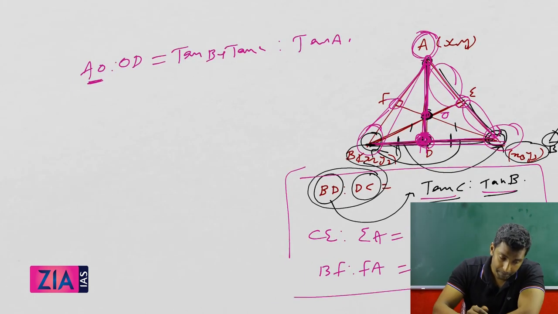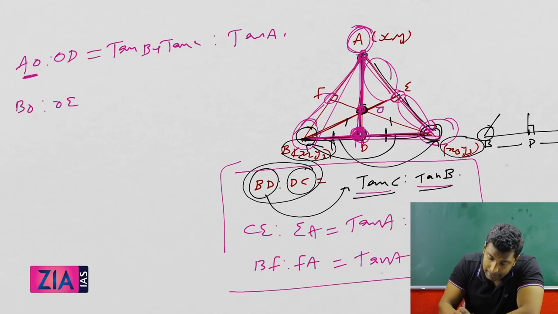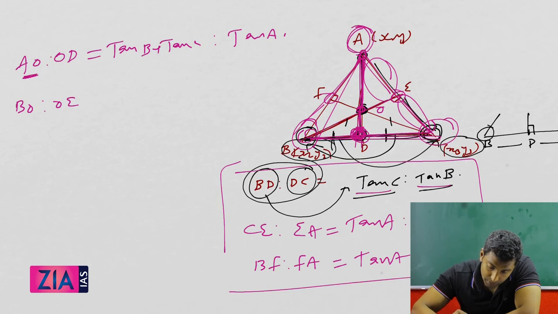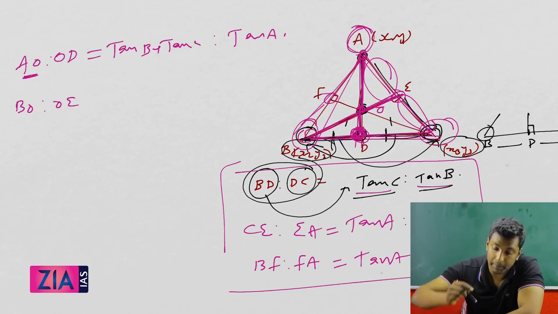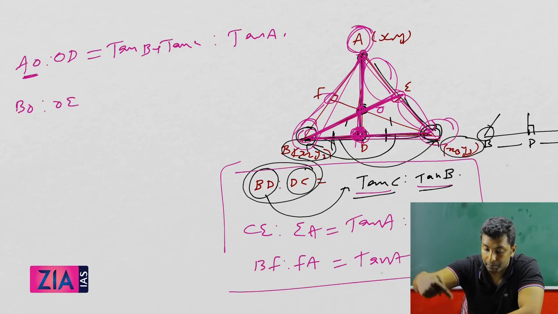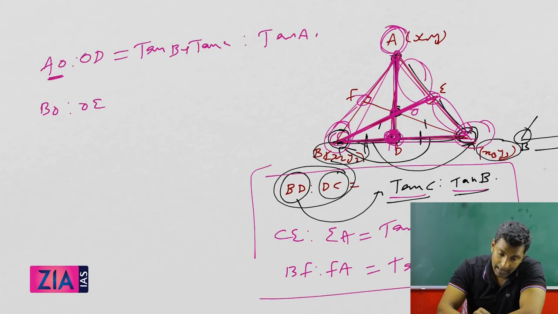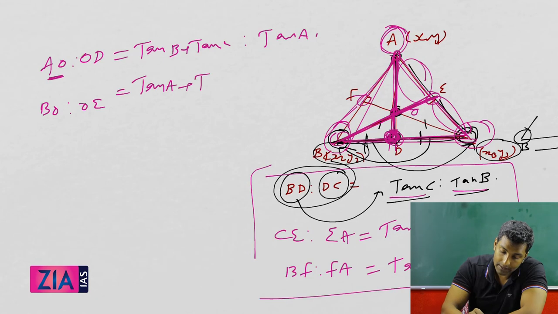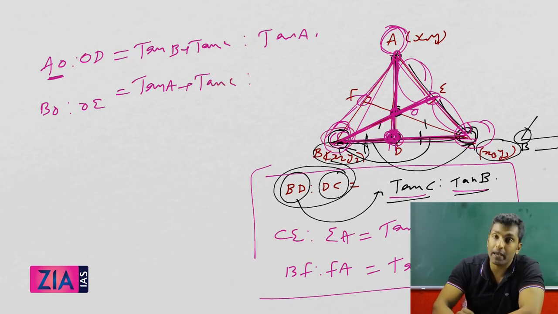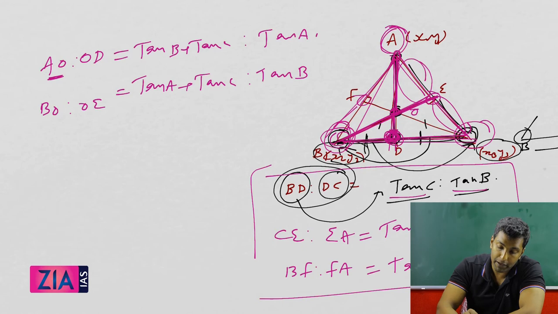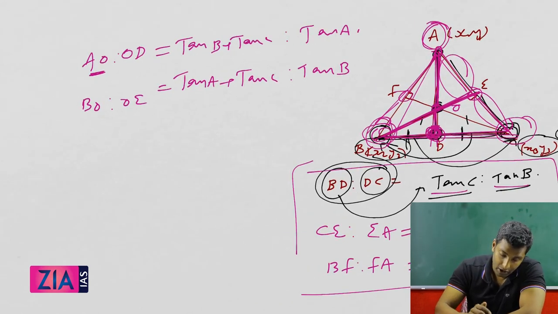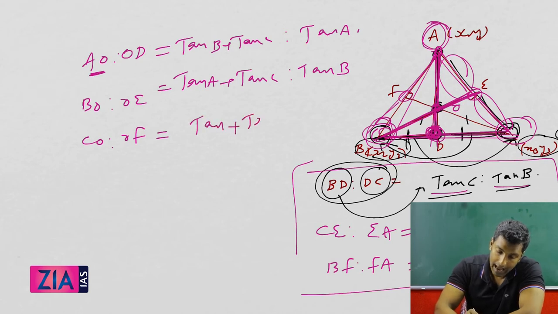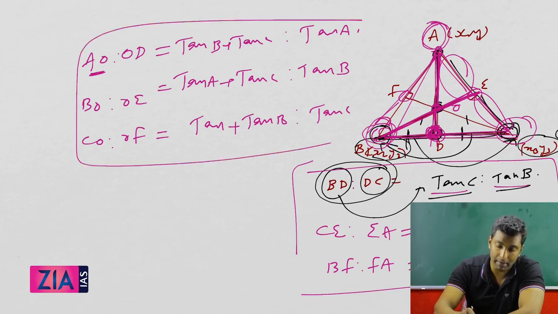Now similarly, you can get BO is to OE. So BO and OE means B is here, O is here. So this is the altitude I am talking about. That is dropped to A and C, right? So obviously tan A plus tan C is to, from B, so that will be tan B. Similarly, when you talk about CO is to OF, it will be equal to tan A plus tan B is to tan C. So these ratios you need to remember, guys.